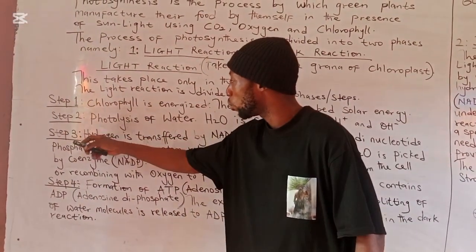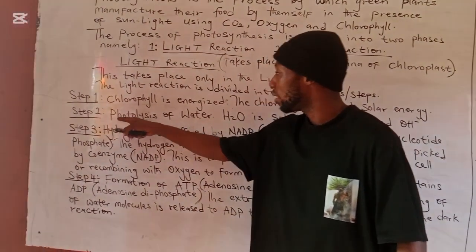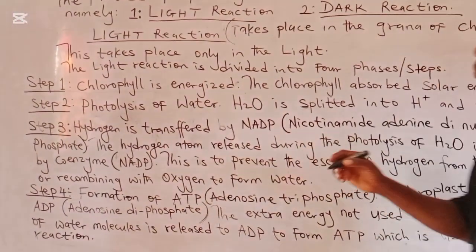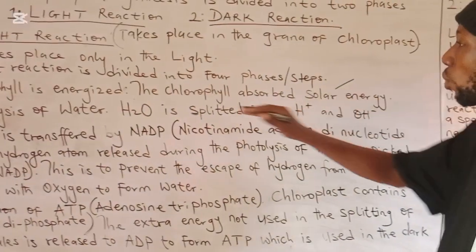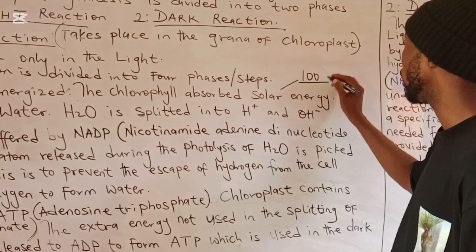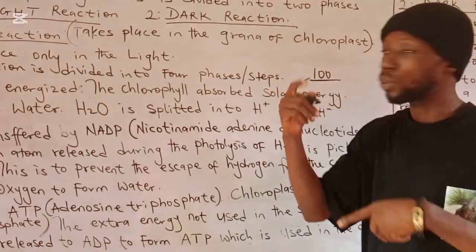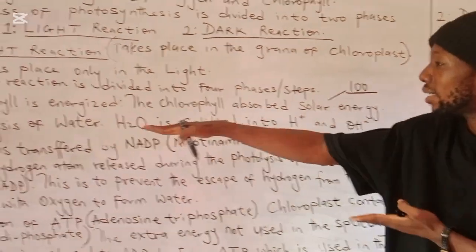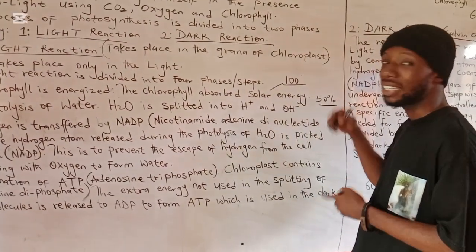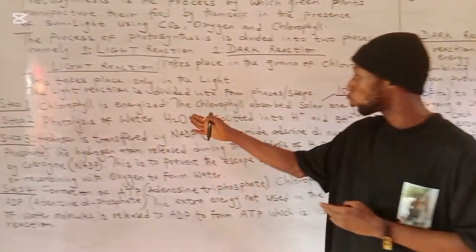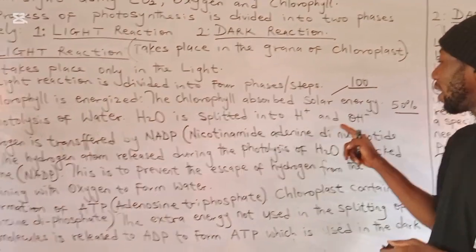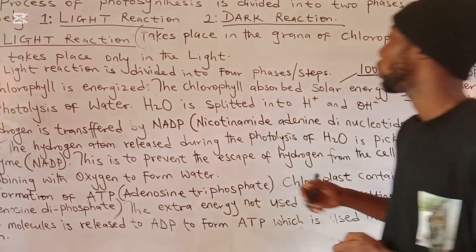Then the next on the board is the second step, which is photolysis of water. In your textbook, it is noted that the chlorophyll absorbs 100% of energy from the sun. Then at the second step, half of this energy, which is 50%, is utilized by plants to split the water molecule into hydrogen ions and hydroxide ions.